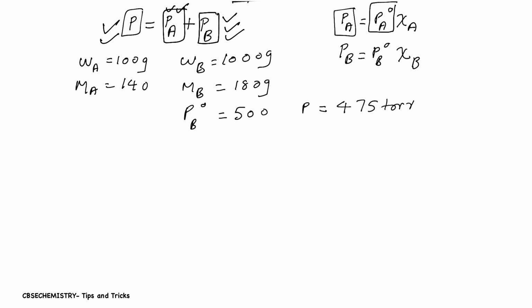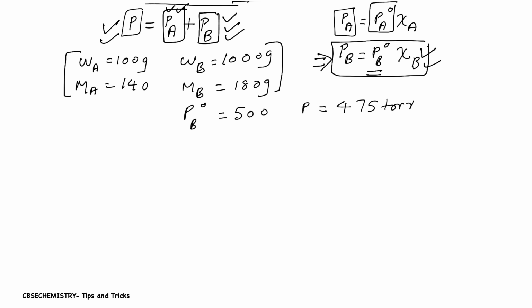How can we find PB? See, there is an equation like this, right? PB is equal to PB standard chi B. PB standard is given in the question. Now how to find chi B? It is very easy because they have given the mass and molar mass of A and B. So from that you can find chi B. Once you get chi B, you will get PB. Once you get PB, you can find PA by using this equation.